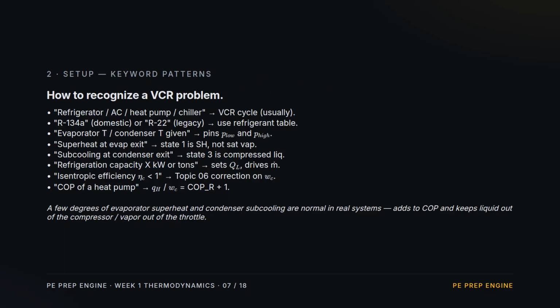Pattern recognition: refrigerator, AC, heat pump, or chiller, VCR by default. R134A is domestic. R22 legacy, but still tested. Evaporator and condenser temperatures pin the 2 pressures. Superheat at the evaporator exit means state 1 is superheated. Subcooling at the condenser exit means state 3 is compressed liquid. Capacity in kilowatts or tons sets QL. Compressor efficiency below 1 triggers the topic 06 correction. A heat pump COP question uses COP HP equals 1 plus the refrigeration COP.